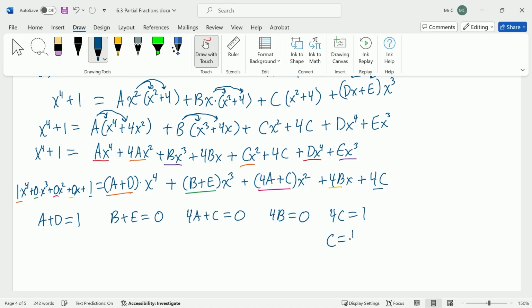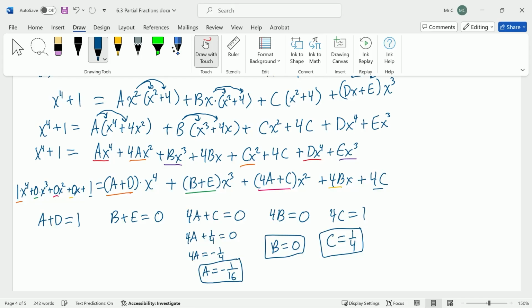So c is 1/4. That one's nice and easy. B is 0. Also nice and easy. All right. Well, if 4a plus c is 0, then 4a plus 1/4 is 0. So 4a is negative 1/4. So a is negative 1/16. That's not too bad. B is 0, so 0 plus e is 0, which is nice because that means e is 0.